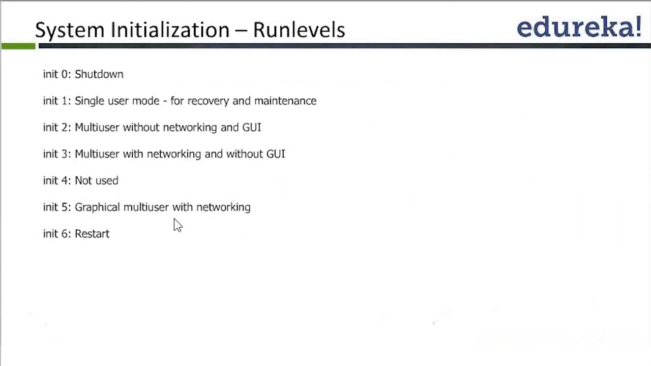Okay, so these are the run levels that I have shown yesterday. So init 0 to 6, starting from shutdown, then single user mode, where you can do the recovery and maintenance part. Init 2 is multi-user without networking and GUI. And then you have multi-user with networking. Mostly you will be logging into run level 3, and then it will be either run level 3 or run level 5.